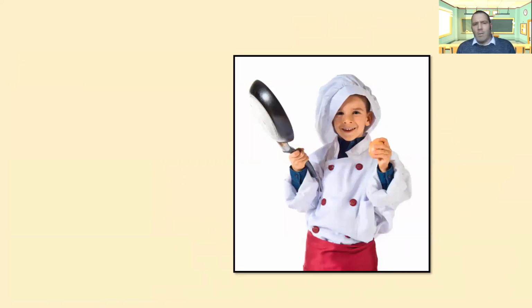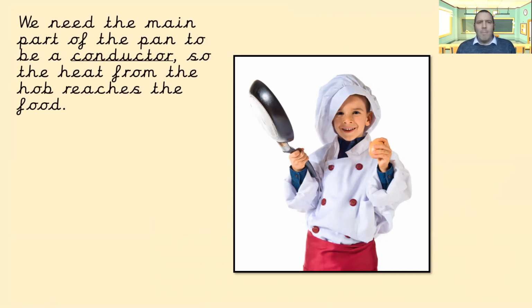So our chef here is holding up a frying pan. Let's have a look through it. You need the main part of the pan to be a conductor, so the heat from the hob reaches the food. Now you might have an induction hob, an electric hob, a gas hob. There's lots of different types of hob, but they all generate heat, and that heat needs to be transferred into the pan in order to cook the food. It's no good trying to cook rice in a cold pan. You'll just end up with cold, soggy rice, and it won't taste very nice.